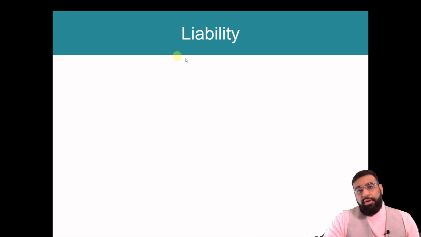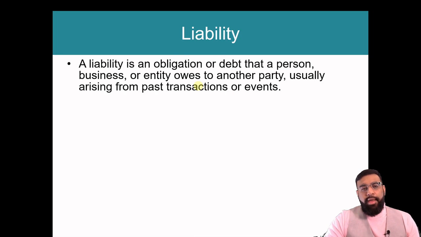In this video, we're going to talk about what a liability is in more detail. So a liability is an obligation or debt that a person, business, or entity owes to another party, usually arising from past transactions or events. So in the bare basic definition, a liability is a future obligation which arises from a past transaction.